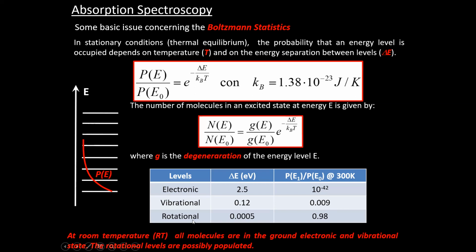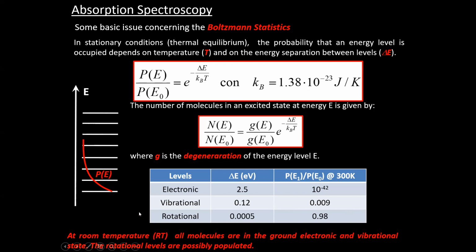Okay? If you take the rotational level spacing, we said that every vibrational level can be split into rotational levels. Then this splitting is 5 × 10⁻⁴ electron volts, and the ratio of the probabilities is 0.98, so about 1. What does it mean? That when you are at room temperature, the rotational levels can be occupied. So the molecule can easily rotate. Okay?